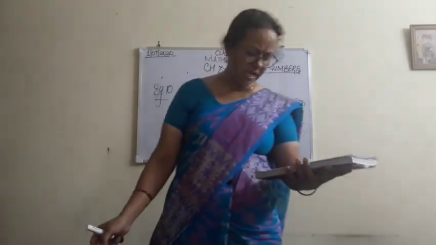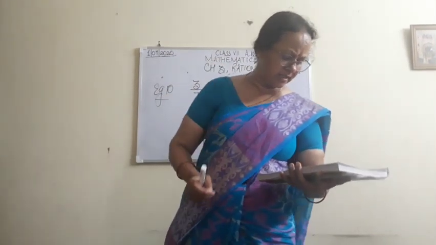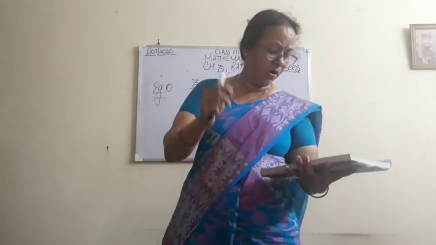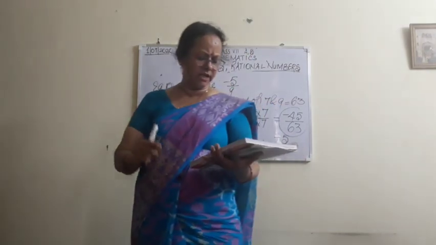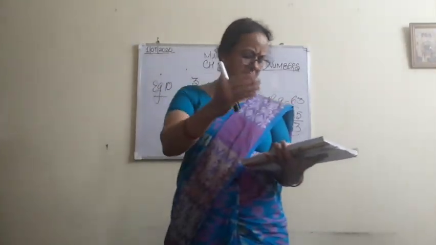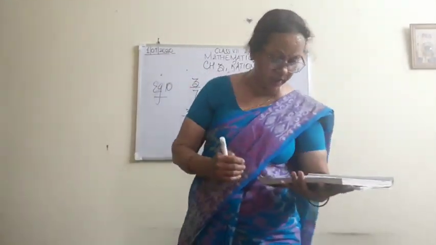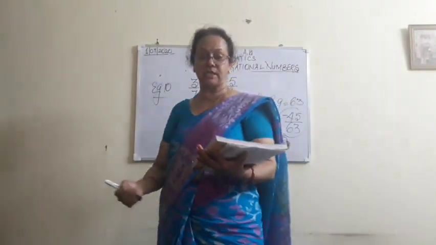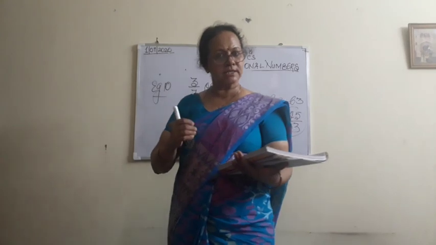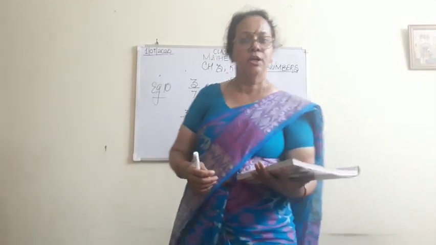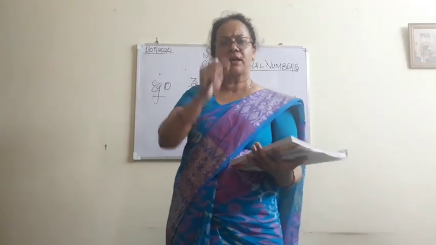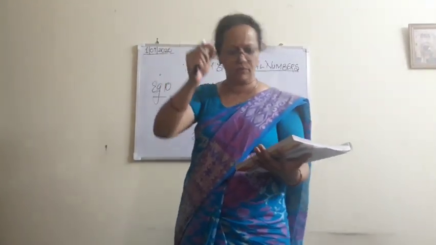In your book, page number 25, a note point is written. We can also use the following relation to compare two rational numbers. If AD is greater than BC, then A upon B is greater than C upon D. Second point, if AD is less than BC, then A upon B is less than C upon D. You have to highlight these points, mark an asterisk, or write them down with a black pen in the notebook.